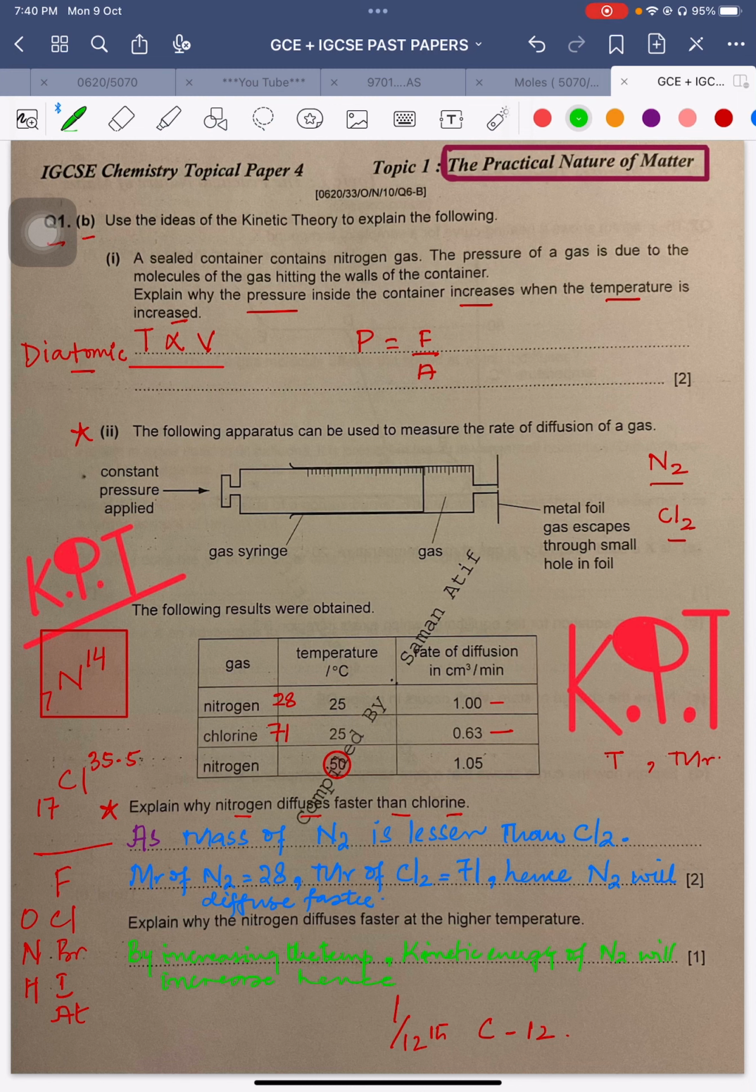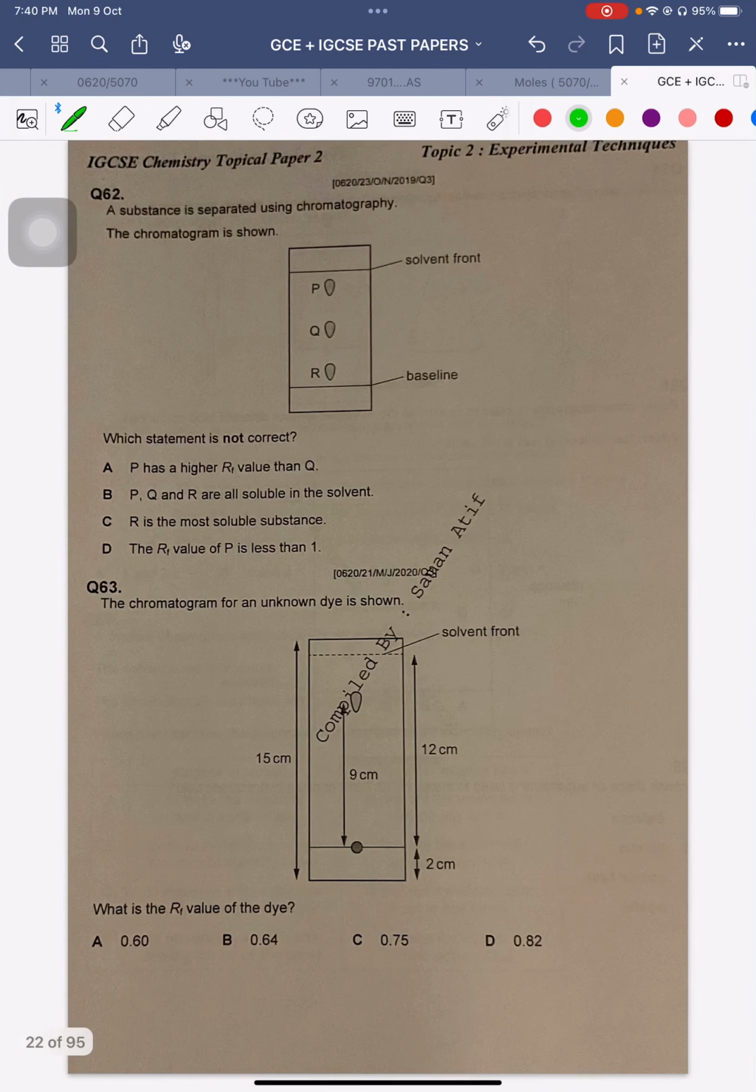Hence, diffusion will increase. Clear? So this is really very, very simple, but a student should know how to implement this knowledge on these questions. Okay, so this was the story of this page, and now we are on the next page.